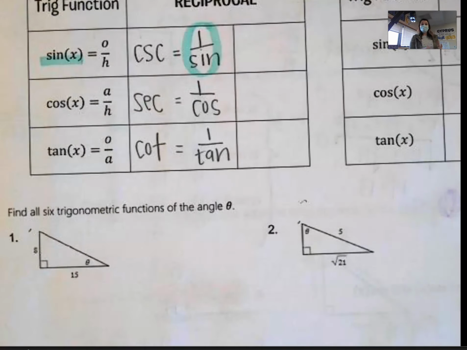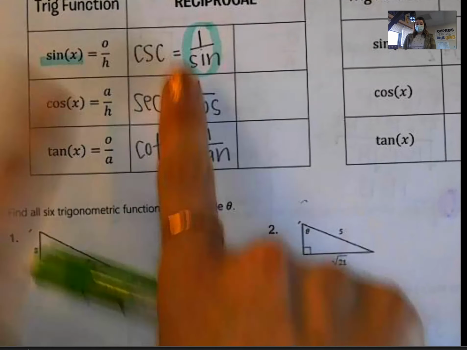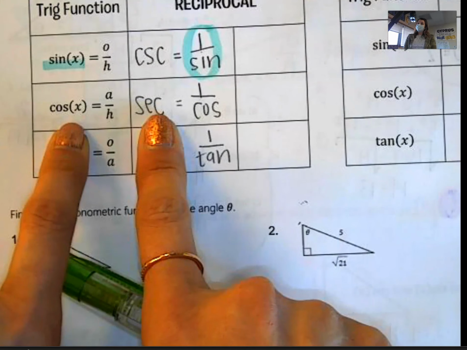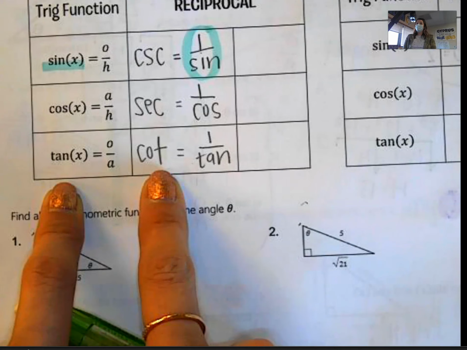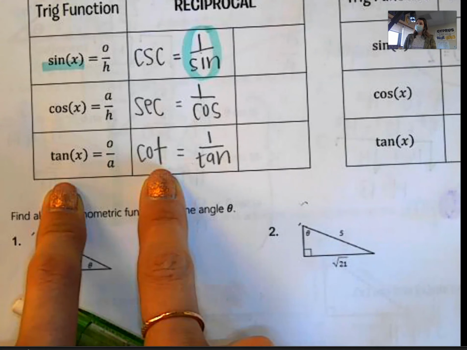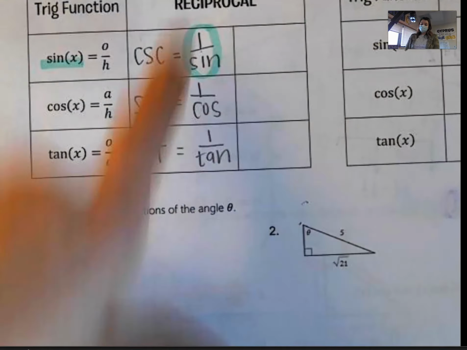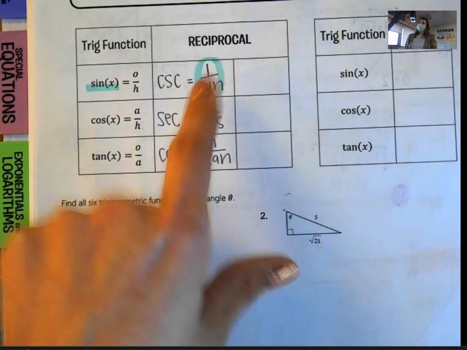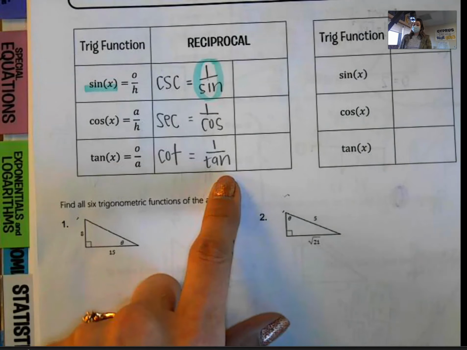So these new trig functions are the reciprocal of our basic trig functions. Sine and cosecant are pairs. Cosine and secant are pairs. Tangent and cotangent are pairs. So there's one very specific case where we use this situation: this 1 over sine, 1 over cosine, 1 over tangent.